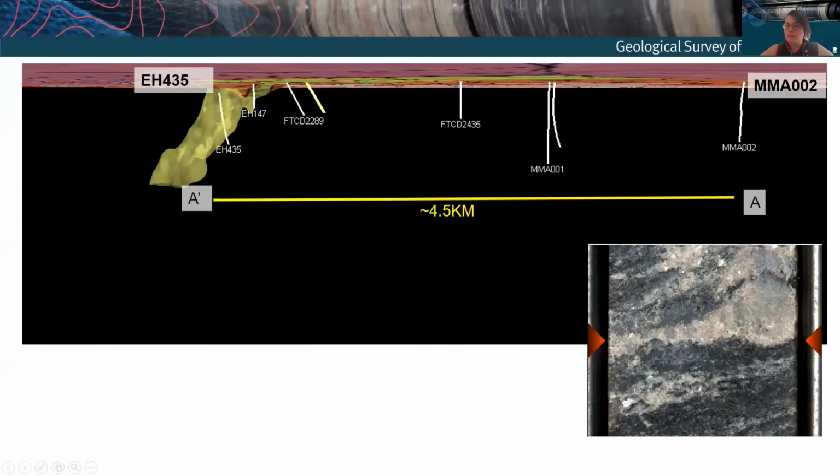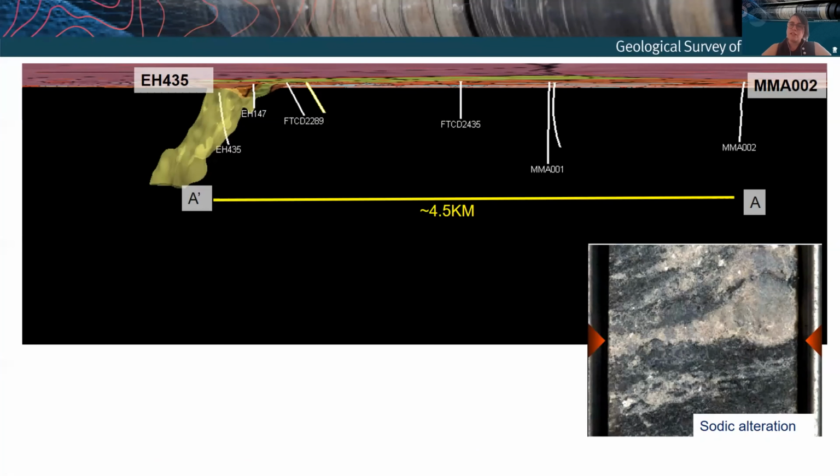To expand on this, this is a picture from MMA 002. This is the furthest drill hole in the area to the northeast. And as you can see, this is looking at some albite. This is the predominantly early albite alteration. And this is matching up with some of the geochemical interpretations that Jaap and Vlad have put together. The sample has been flagged as sodic alteration.